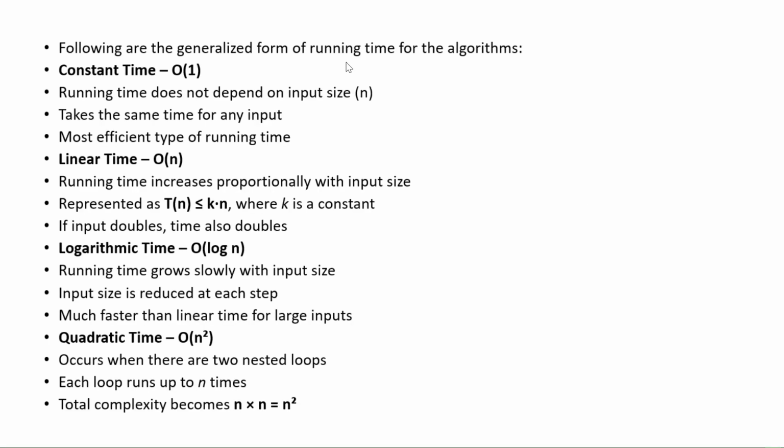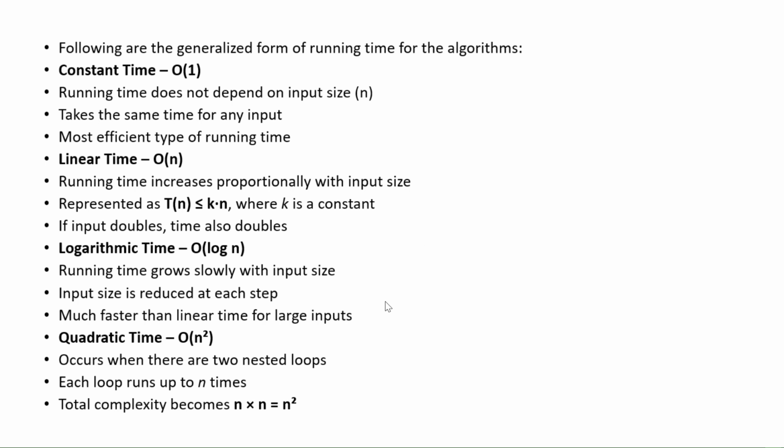Now let us look at the generalized running times of algorithms. First, constant time. In this case, the running time does not depend on the input size. It always takes the same amount of time, so it is the most efficient. Next, linear time. Here, the running time increases proportionally with the input size. If the input increases, the time also increases linearly.